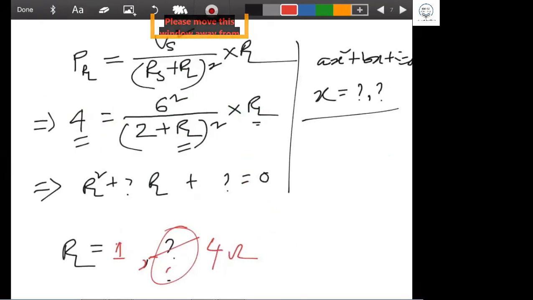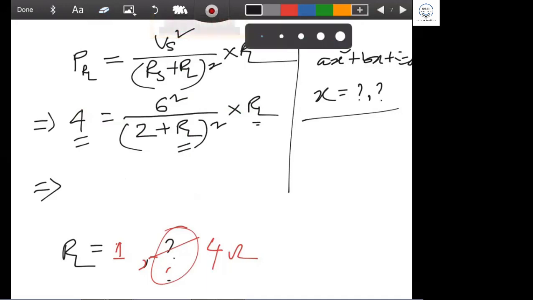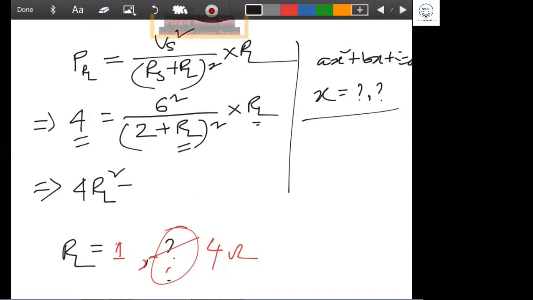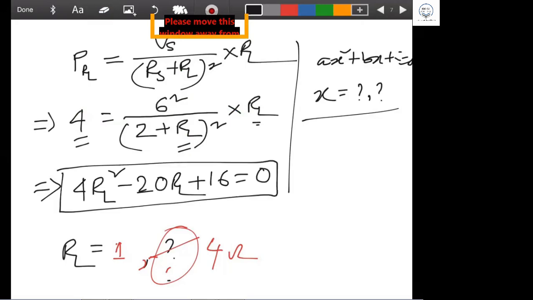Naushin, tell me, what is your quadratic equation? Sir, 4 RL square minus 20 RL plus 16 equal to 0. Okay, now everybody copy it. From here, if you find the value, you get 1 and 4, or you can just substitute 4 into the equation and check whether it is satisfied. Yes, then it's okay. And 1 also. This is a formula you can just apply and then you get it. I hope that all of you understand how to find it.